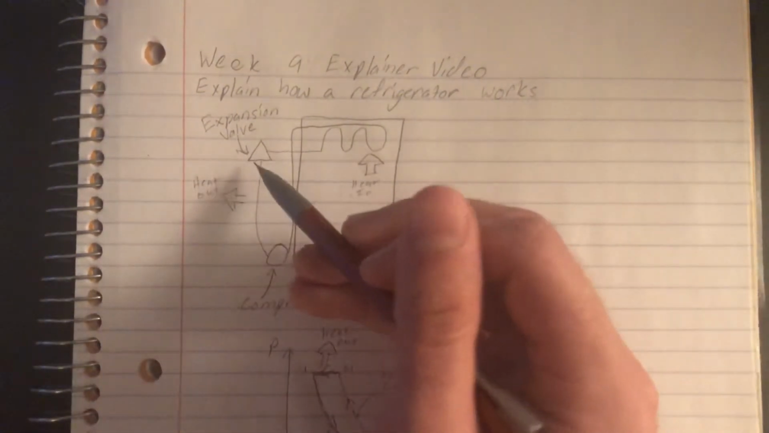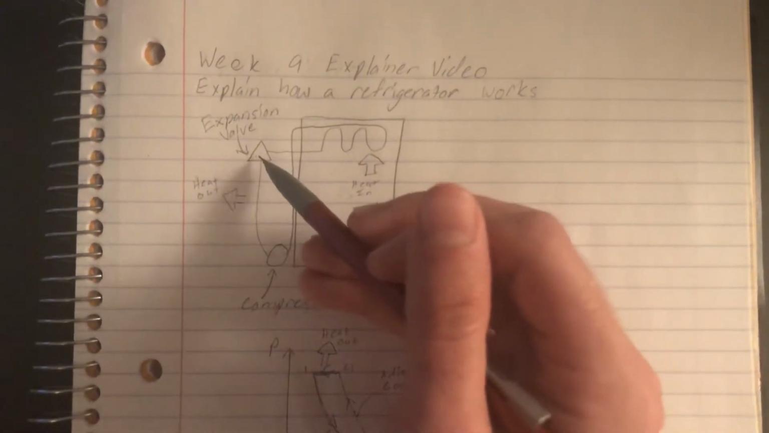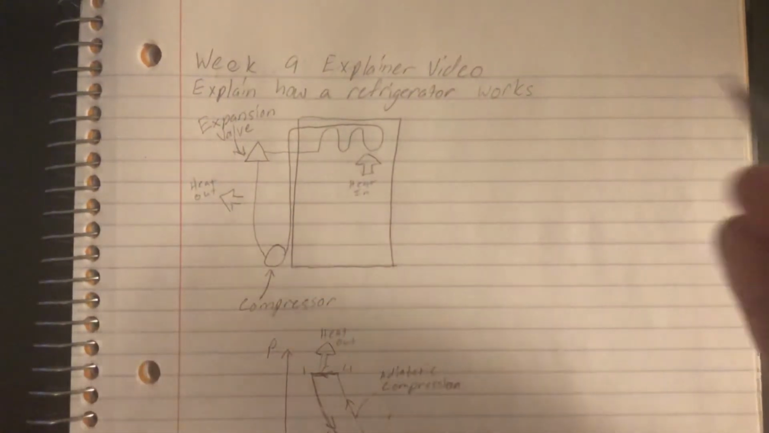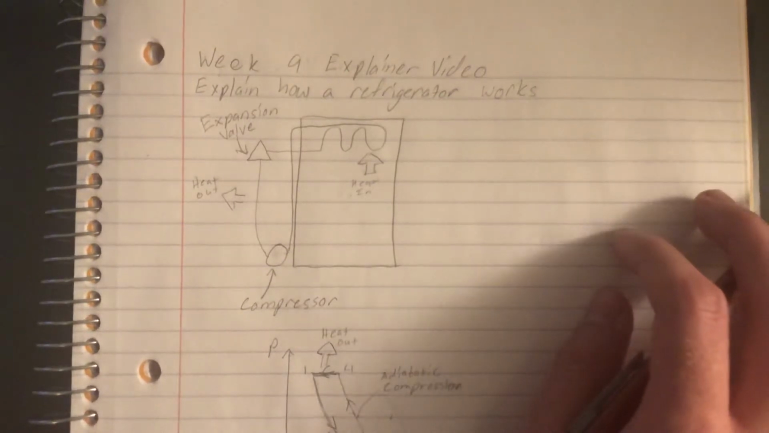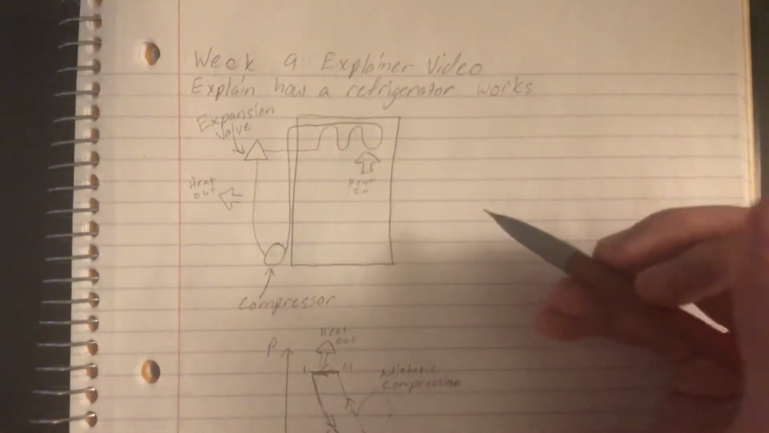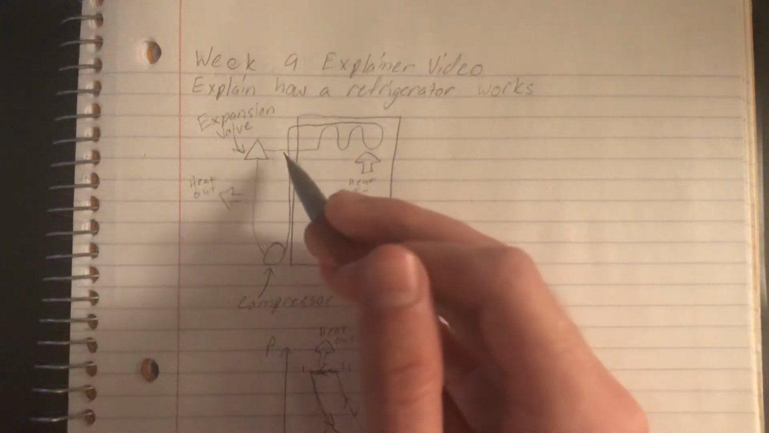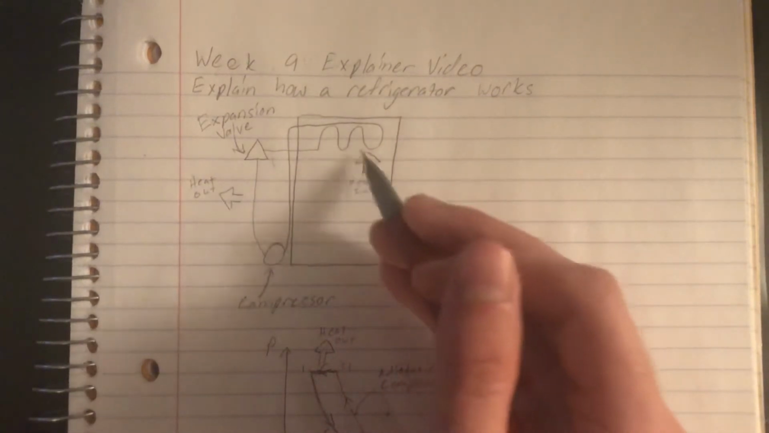So let's start with our expansion valve being kind of our step one, or point one. From here, what the expansion valve does is it causes an adiabatic expansion. And what this does is it greatly decreases the temperature of the refrigerant by expanding the volume and therefore decreasing the temperature and pressure. So it really gets the refrigerant very, very cold. And when it gets very, very cold, it runs through this coil into the refrigerator itself.